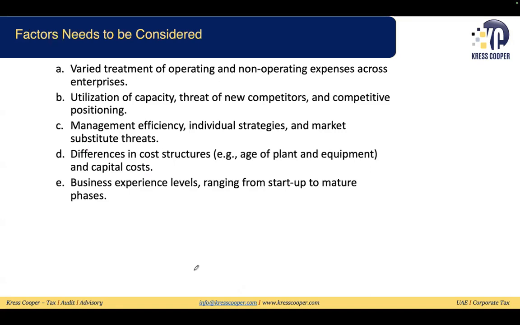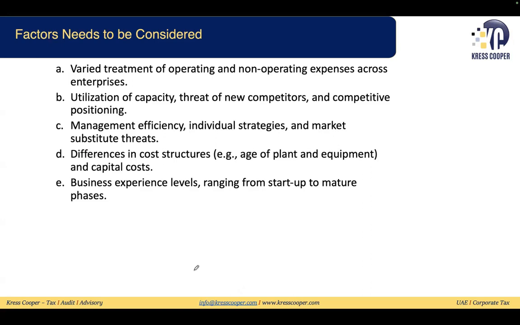Factors need to be considered. Important thing, as I said, this looks very simple to apply the method. You need to calculate the NPA, compare the NPA, make the adjustment, set the arm's length price. But what are the factors that you need to consider? This is very important. First of all, you need to consider the treatment of operating expenses and non-operating expenses, same sector, same industry, same size, accounting classification. You need to look at the competitor as well. You need to look at discount as well. You need to look at working capital as well, and business strategy.